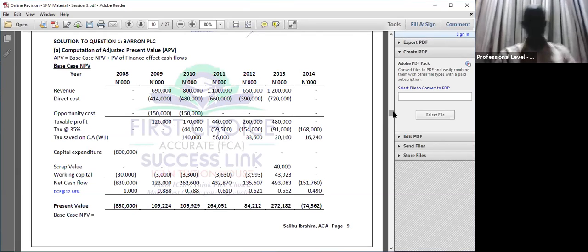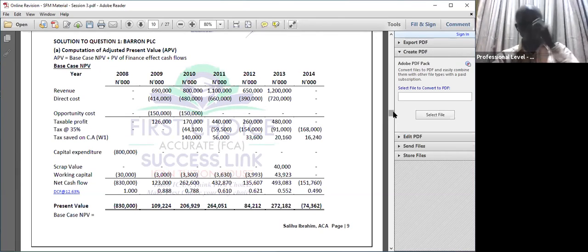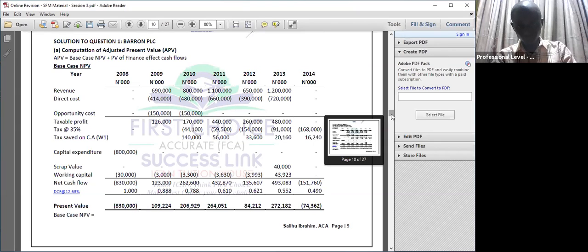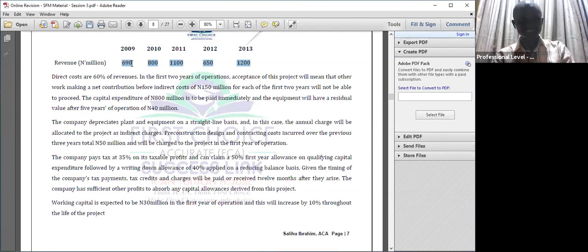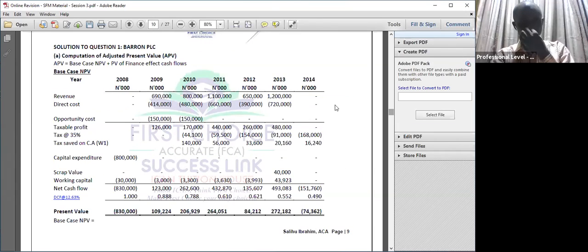The only new thing we added to it is the financing side effect cash flow that I discussed with you yesterday. Now, the first one is our normal NPV. What do I need? I need my revenue. I've been given the revenue right there. So you can see our revenue here. Simple. We are not told to inflate it. The question did not tell us to inflate the revenue. So I will just lift the revenue into my solution without any adjustment. Okay, that is the revenue.